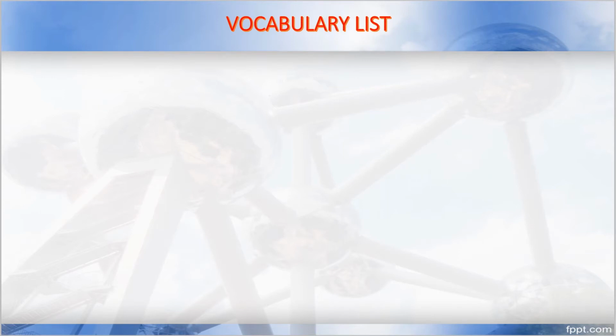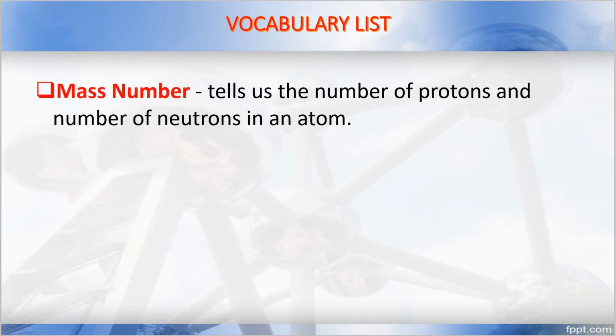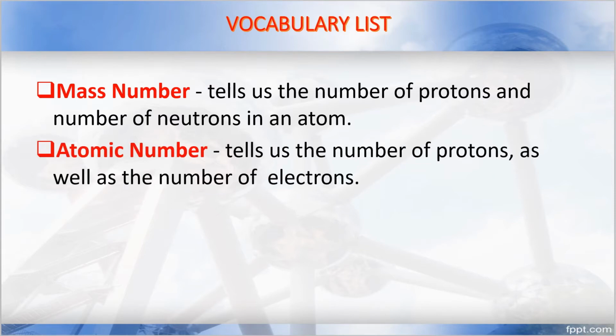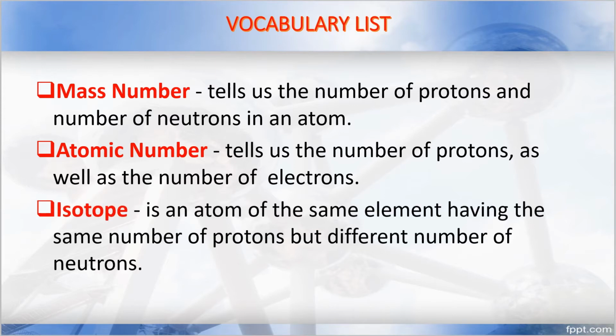But before we proceed, let us first define some vocabulary list that is part of the lesson. First, we have mass number. It tells us the number of protons and number of neutrons in an atom. Atomic number tells us the number of protons as well as the number of electrons. Isotope is an atom of the same element having the same number of protons but a different number of neutrons.